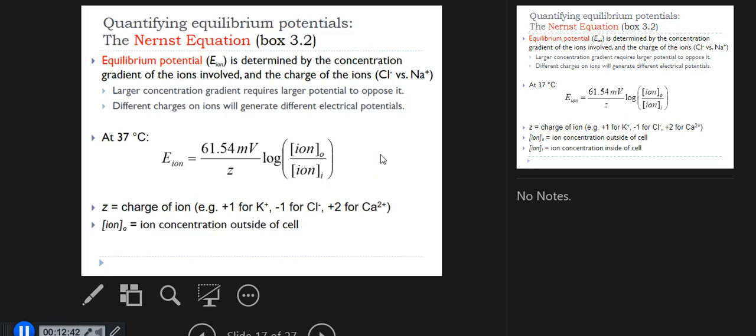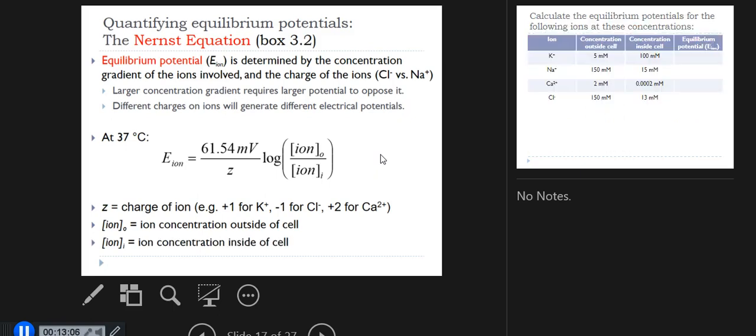So it's 61.54 millivolts divided by Z, which is the charge of the ion. If it was sodium, it would be +1, which is nice and convenient. But if it's chloride, it'd be a -1. If it was calcium, it would be +2. That's just the charge, times the logarithm of the concentration of that ion outside of cells divided by the concentration of the ion inside of cells. In fact, I'm going to rewrite it because I'm going to ask you to try a calculation. I hope you can see it from here.